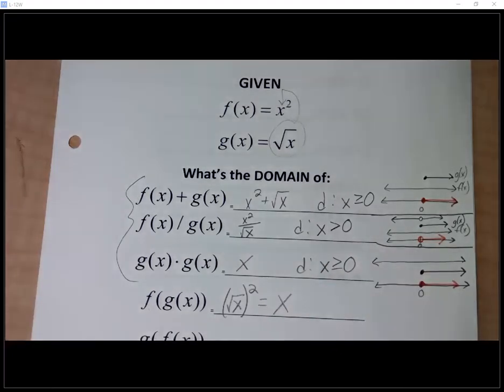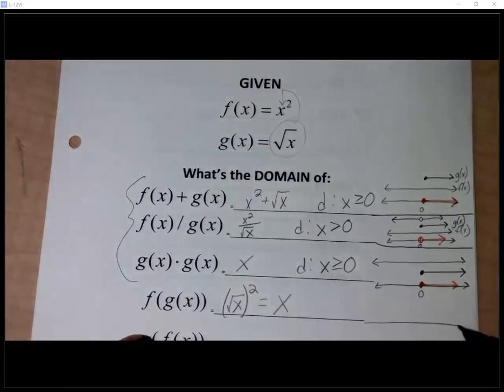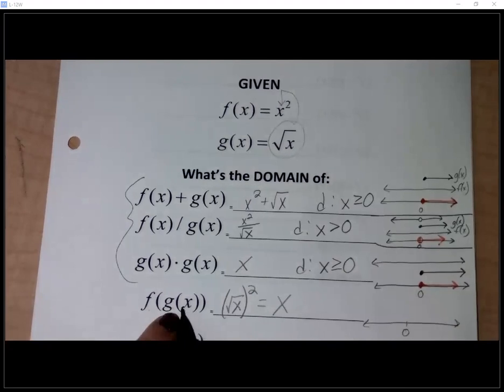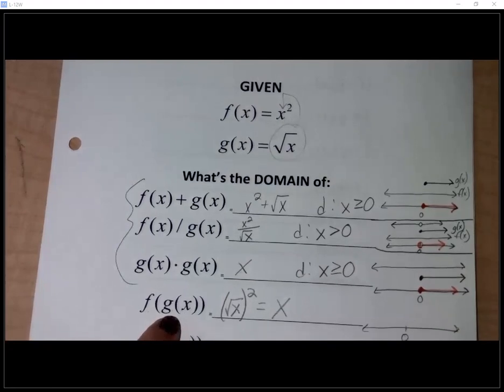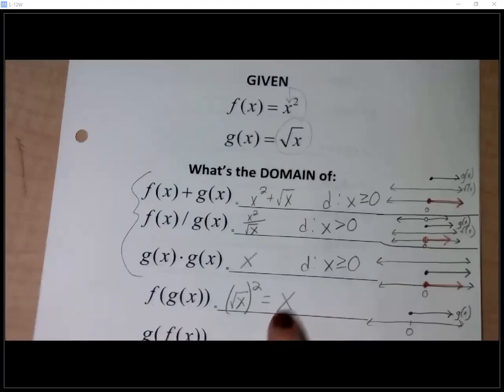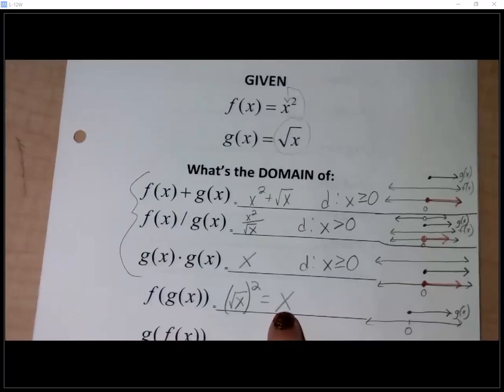Now let's find its domain. So I want the domain of the g function. What's the domain of the g function? Jake? Yes, there's my g function right there. My combined function is just x. So what's the domain of that?